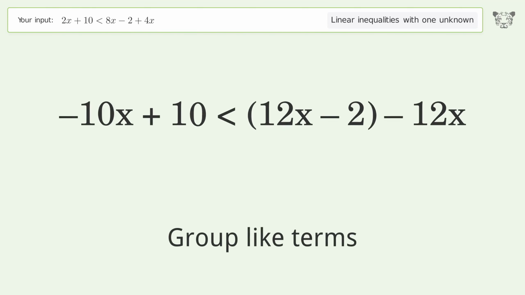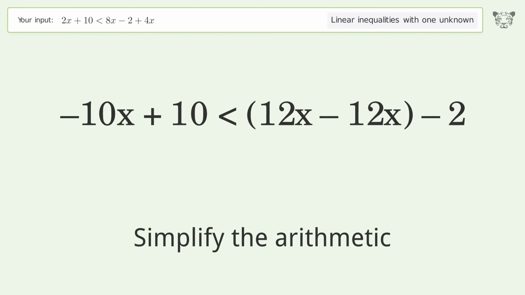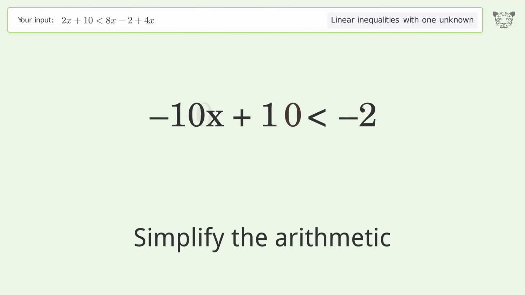Group like terms. Simplify the arithmetic. Group all constants on the right side of the inequality. Subtract 10 from both sides. Simplify the arithmetic.